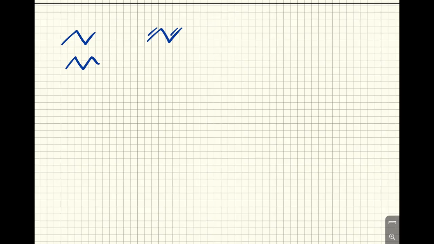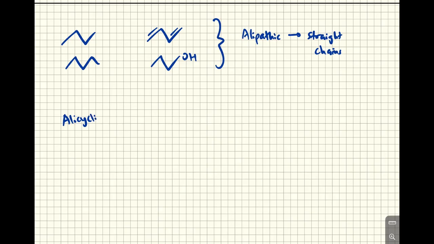Or maybe butanol. These are what we call aliphatic hydrocarbons. They are basically straight chains. But here's the thing. These compounds can also form sort of a circle, okay, not really a circle, but a ring. And these are what we call alicyclic compounds. So for instance, cyclohexane.